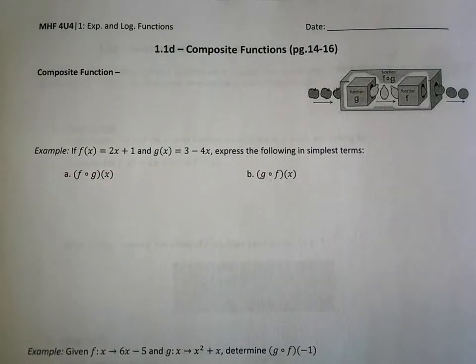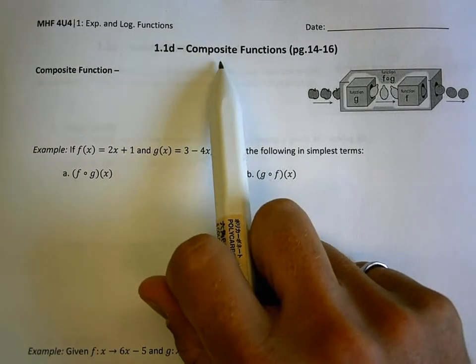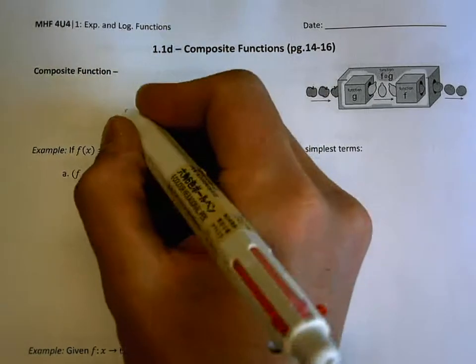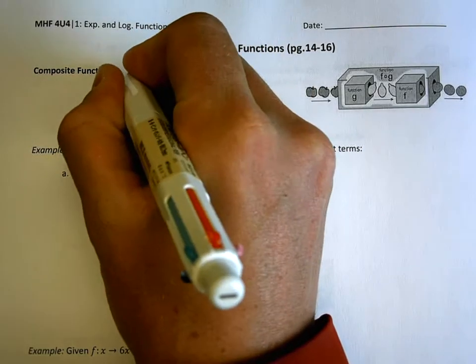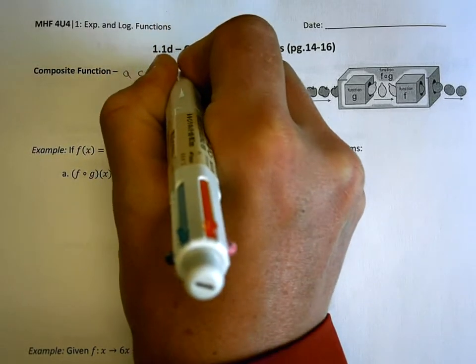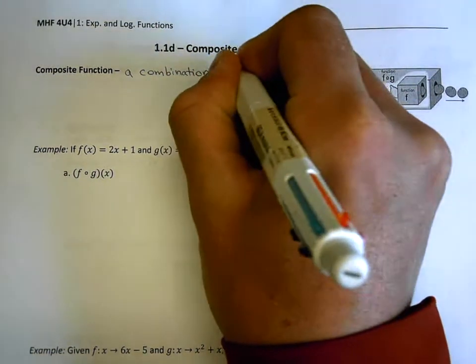Hello, it's Mr. Claudia here, and today we're going to continue our review of functions by looking at a special type of function, which is composite function. Now, composite is a word that means you've combined two things. So a composite function is a combination of two functions.